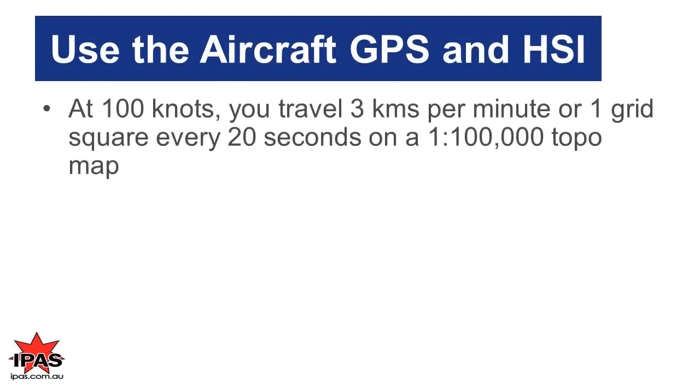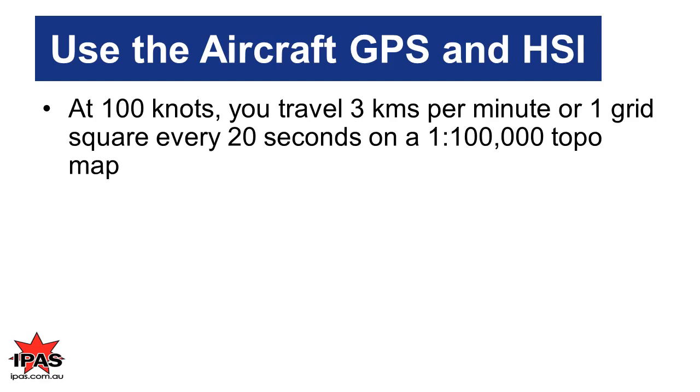So as we said, if at 100 knots you travel 3 kilometers per minute, or 1 grid square every 20 seconds on a 1 to 100,000 topo map, that's a handy thing to know. Obviously, if you're using a different topo map or a WAC, it's going to be different. So you need to do the conversions, and I can show you that in class.